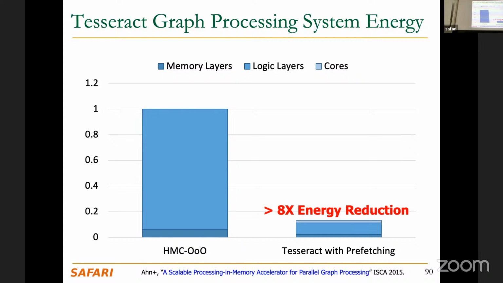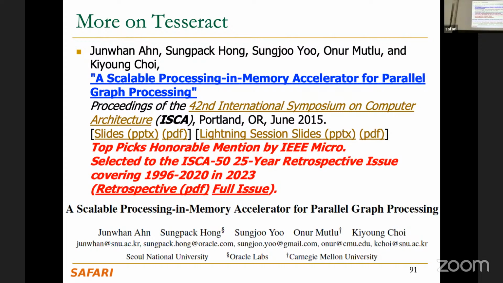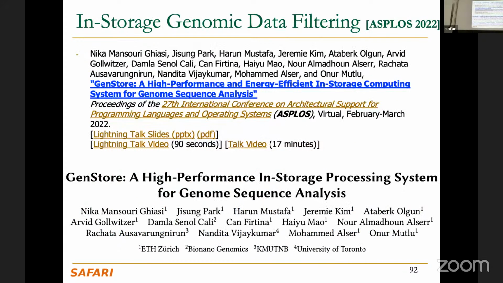So this is the energy result, and we see that by moving the data nearby this logic layer inside the 3D stack memory itself, we can reduce energy consumption by 8 times for graph processing. So again, if you are interested in this paper, I invite you to check the Tesseract paper. And there are other examples of similar systems for other applications. So Tesseract is using DRAM and this 3D stack memory device to do computation.